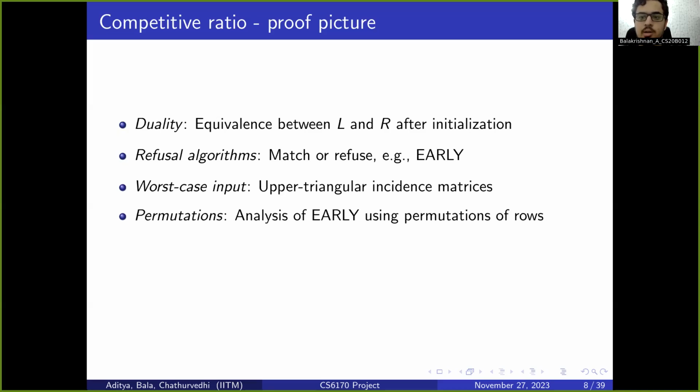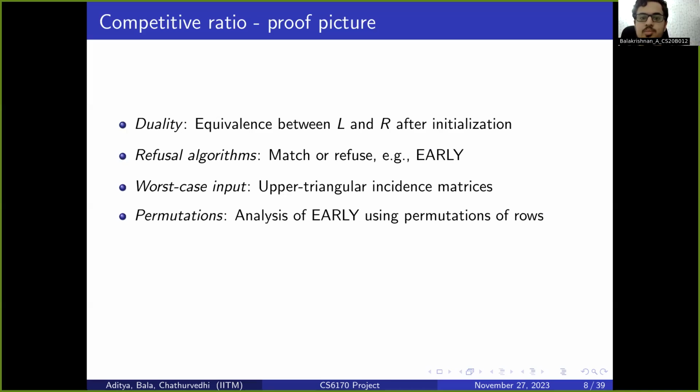An example of this is the early algorithm, which matches the ith vertex to the ith vertex of the other set. It matches the ith vertex only if the ith vertex of the other set has not yet been matched. The worst case input distribution is found out to be the set of upper triangular incidence matrices, and analysis of the early algorithm is performed.